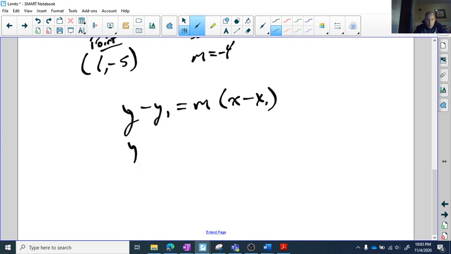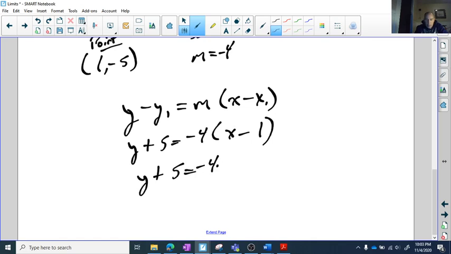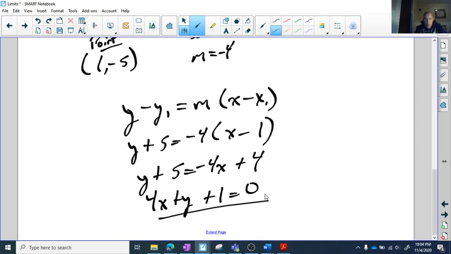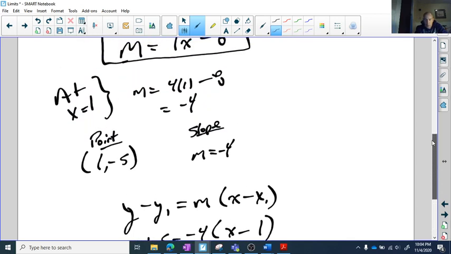Fill in your y1, fill in your slope, fill in your x coordinate, and now just clean this up. I'm going to put it in standard form, so I just multiplied by -4 in here. In standard form you want your x to always be positive, so I'm going to move these two to the left. 4x plus y plus 1 equals 0. There's the equation of the tangent drawn to that function.